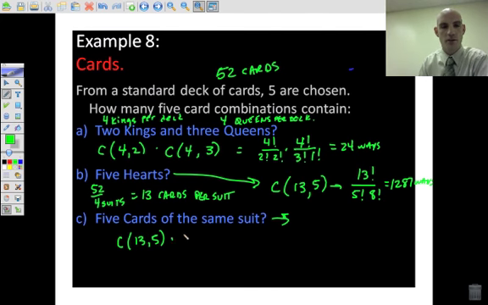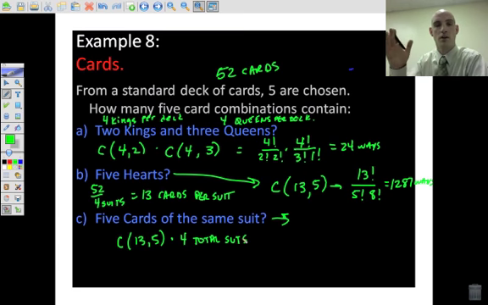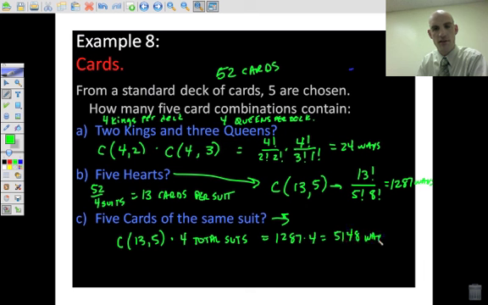But instead, we are going to multiply it by 4 total suits. Because we're not saying we just have to have hearts, we're saying it's hearts or spades or clubs or diamonds. So there's 4 total suits. So this is going to be 1,287 times 4, which gives us 5,148 ways. Okay? That's basically how this works.